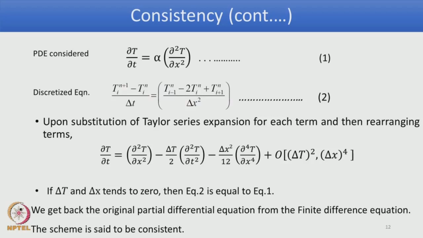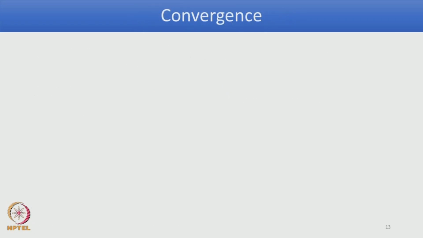So, one can analyze any PDE this way. This is a very straightforward procedure. Now, we will take the next criterion, what is known as convergence. This is an essential condition for any iterative procedure, to decide where to quit the calculation.